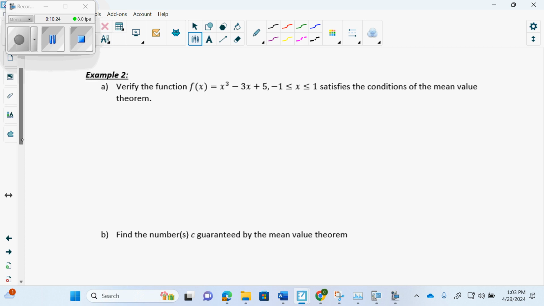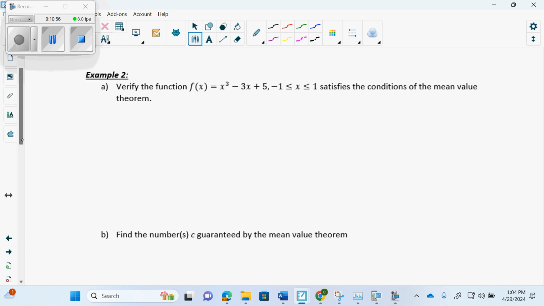So here it says, verify the function f of x equals x cubed minus 3x plus 5, from negative 1 to 1, satisfies the conditions in the mean value theorem. So first off, we have to state it's continuous and differentiable. Why is this one continuous and differentiable? It's a cubic function or a polynomial. You can say either cubic or polynomial because both of those are always continuous, correct?